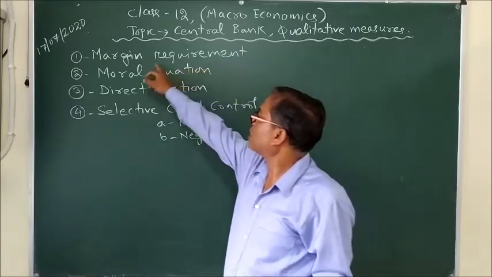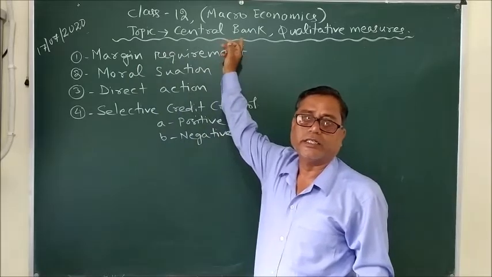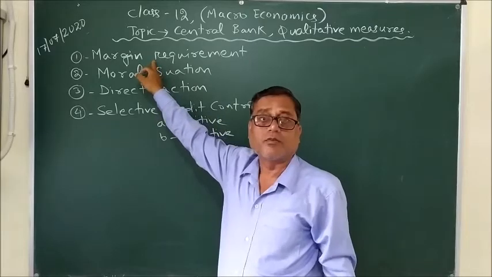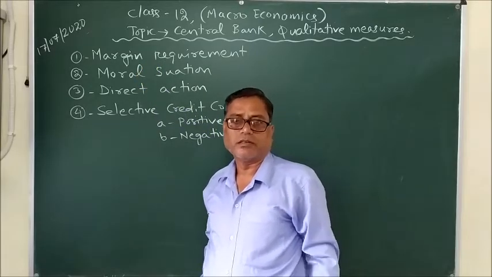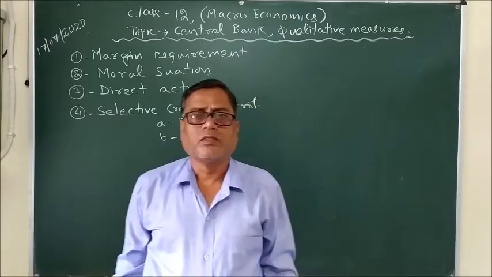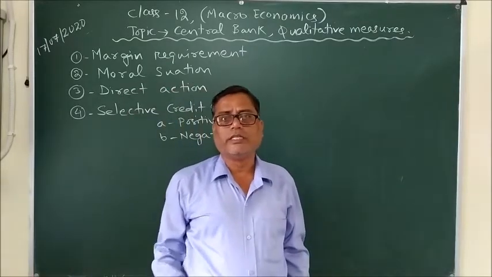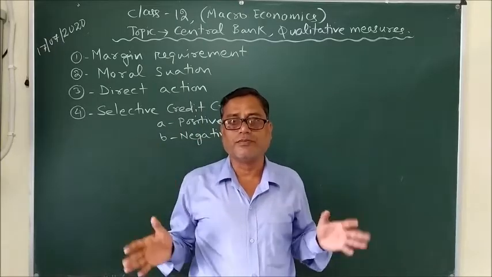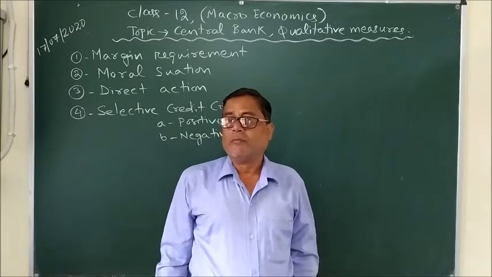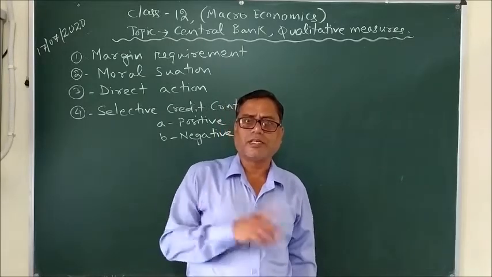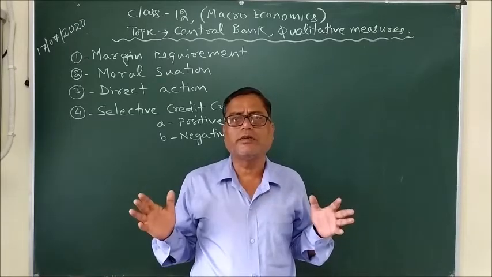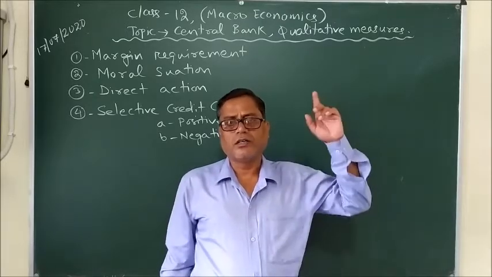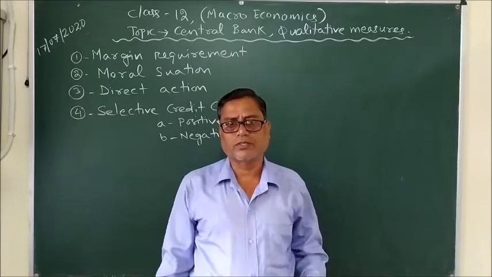So the first point in qualitative credit control is margin requirement. So what is margin requirement? Whenever we apply for a loan, we need to provide some security. Without security, no bank is going to give us any loan. So, margin requirement is the difference between the actual value of the security and the limit of loan on that security that the commercial bank is going to give us.